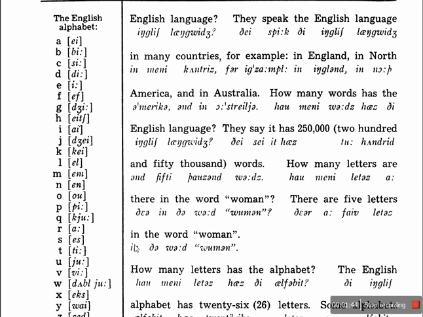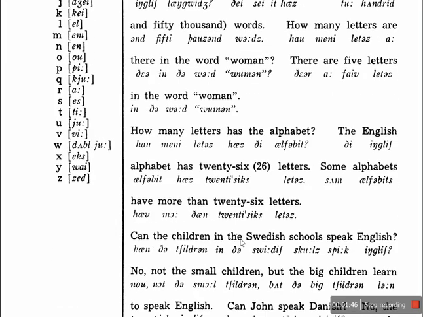How many letters are there in the word woman? There are 5 letters in the word woman. How many letters has the alphabet? The English alphabet has 26 letters. Some alphabets have more than 26 letters.